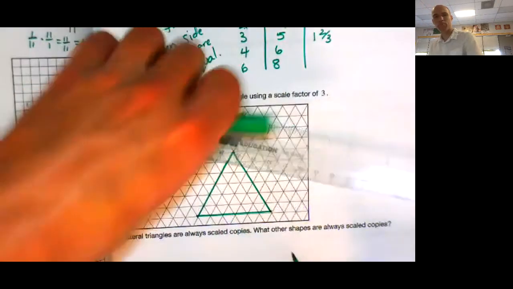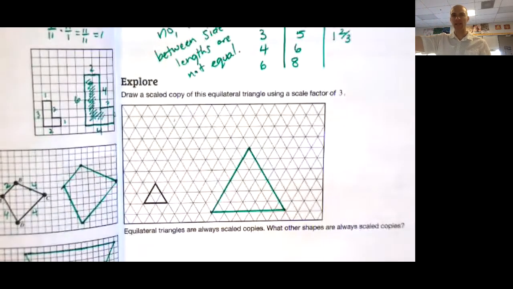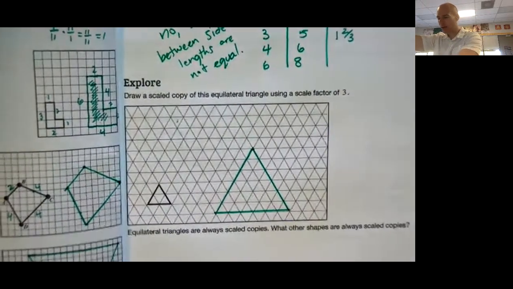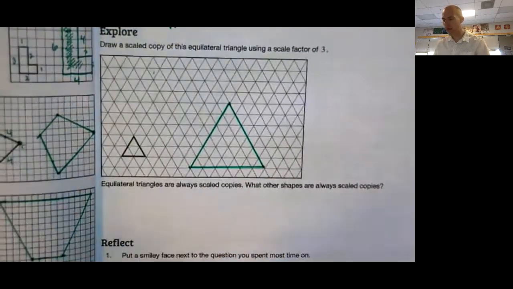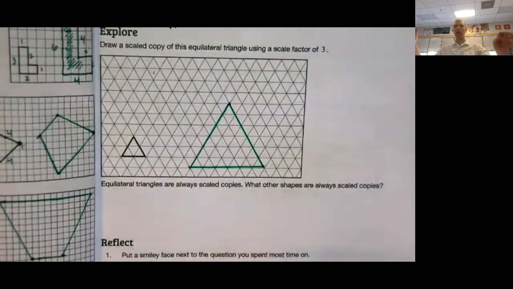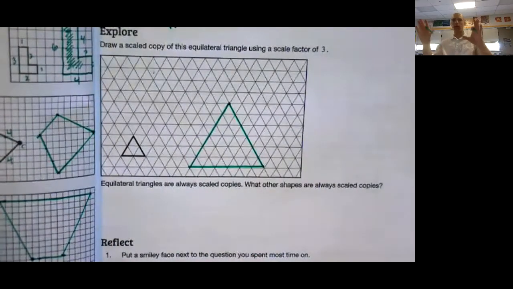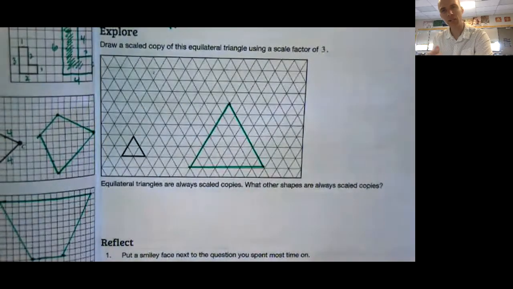But the main point of this explore is to get you thinking about this particular shape, because it says equilateral triangles are always scaled copies, right? It doesn't matter, any two equilateral triangles you look at or you draw, they will always be scaled copies of each other. What other shapes are always scaled copies? Well, what it boils down to is any shape whose entire scale or size is determined by one number, then all of those shapes will be scaled copies of each other.